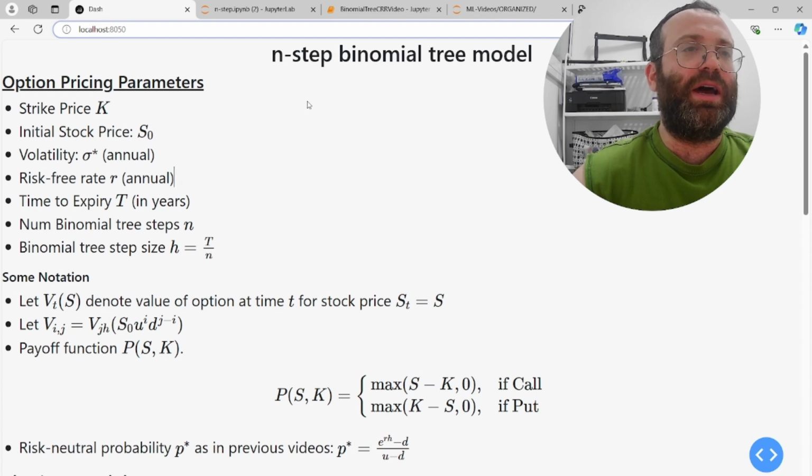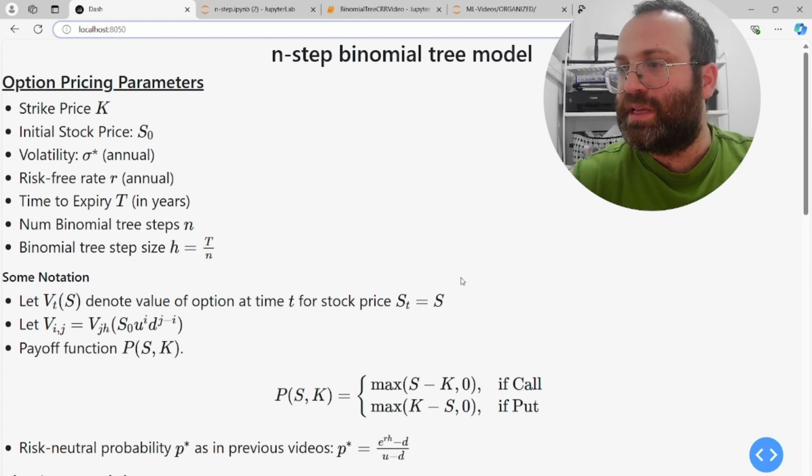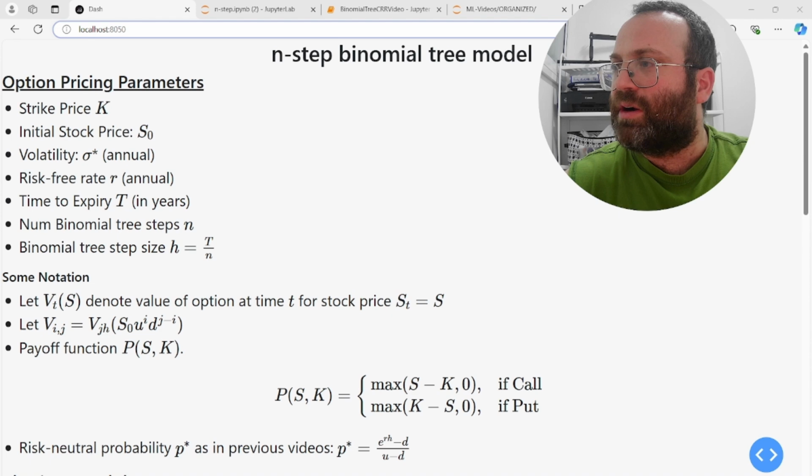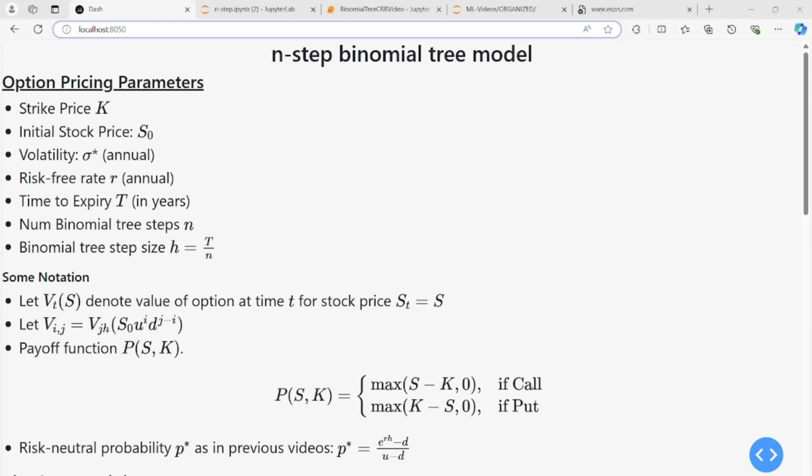In the next video, I'll show you that when you take n, the number of time steps, to be very large, it will converge to the Black-Scholes formula. So let's get started. First, let me get rid of my picture because it'll block things later on. Okay, I got rid of my picture, so now we can start.